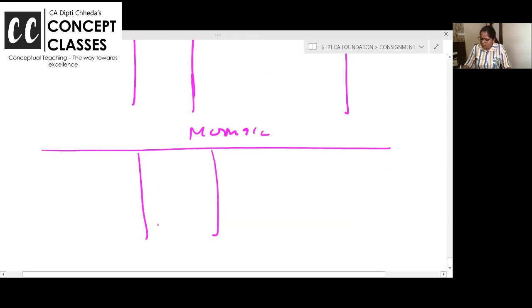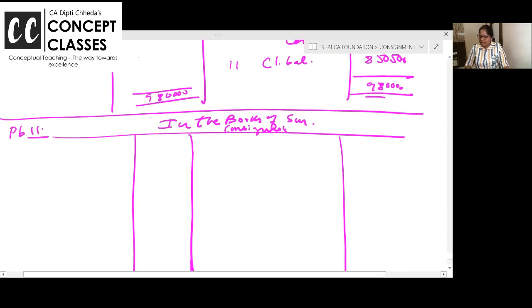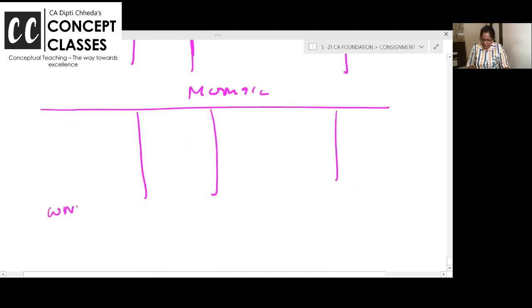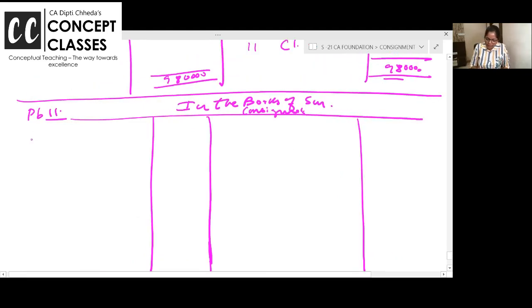So make this account followed by working note. When we do a mistake, we should only know how to rectify. In the books of Sun, make the consignment account and Moon account, park it, and then make working note 1 for all calculations. Let us start quickly. First, goods sent on consignment.